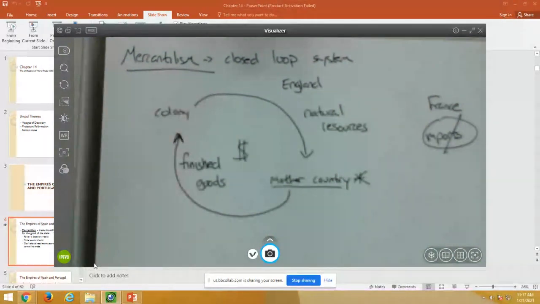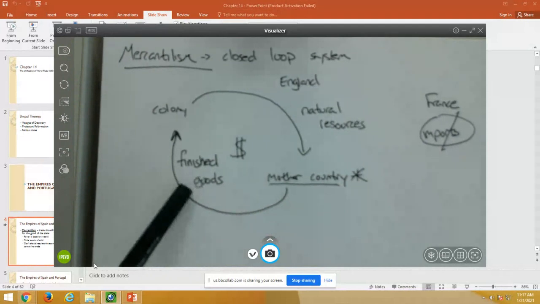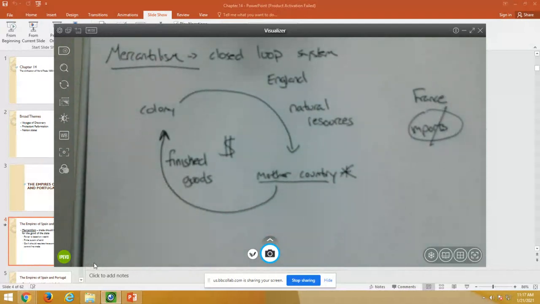They can't buy cheaper goods from anybody else. They can only sell back to the mother country. They have to buy finished goods at an insane profit from the mother country. The colonies are really not treated very well at all. And this is one of the things that will eventually lead to something like the American Revolution, which we'll talk about later on in the semester. Okay, so that's mercantilism. Again, main actor, the mother country, the home government.